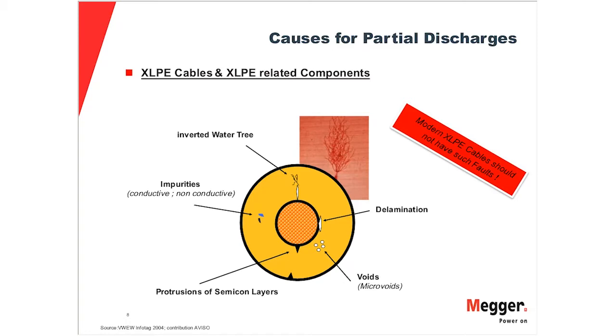Then further we have some impurities, protrusion of semicon layers, which we would be able to detect as partial discharge. Very common, the so-called voids, which is basically trapped air. And just imagine, if the electrical stress is high enough to bridge the two sides, from A to B, we would clearly see that as a partial discharge. Also mentioned here, especially water tree and voids, was a problem with the firstly introduced XLPE cable. With today's modern type XLPE cable, those water trees and voids have disappeared.